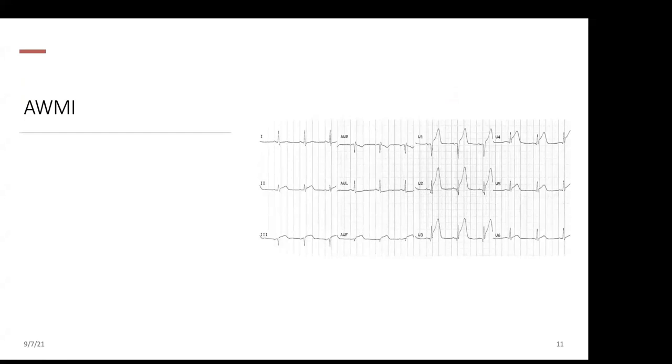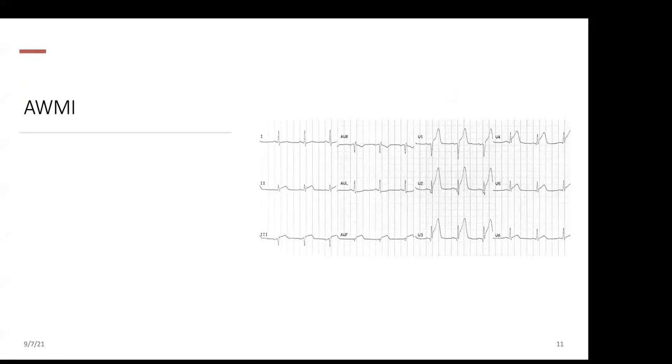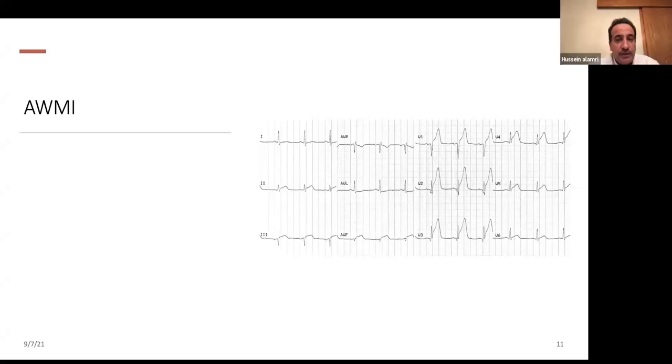Yes, doctor, ST elevation from V1 to V6, with ST elevation again in 2, 3 and AVF. Yes, excellent. So what do you comprehend from this? What do you think this diagnosis is? So when do you see this? When do you see such a pattern of ECG?